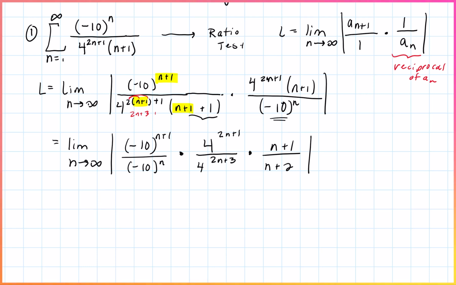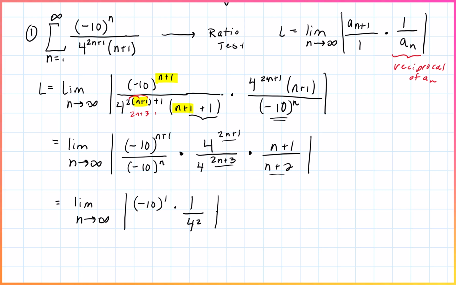As you get more comfortable working with the ratio test, you might combine my second and third steps here, but I'm just trying to show it to you step by step. So when we do this, we subtract the exponents, and this becomes the absolute value of negative 10 to the first power times, now over here, the balance of the powers is in the denominator. There are 2 more factors of 4 in the denominator, because the difference here is 2. Or you could get 4 to the negative 2, and that drops down and becomes 1 over 4 squared.